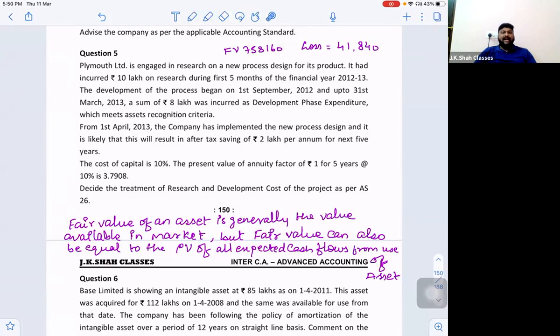So you have to divide your answer into 2 parts. First, for research part, you have to write, and then for development part. So please note down this point in your question or in your notebook anywhere which is comfortable for you. Please write down this point.